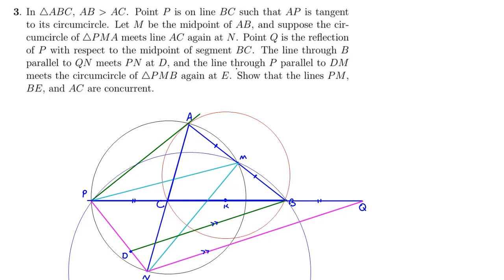And the line through P parallel to DM meets the circumcircle of PMB again at E. We draw this line, DM, and it meets the circle at, for example, E. And so we must show that the lines PM, this line, BE, this line, and AC are concurrent.